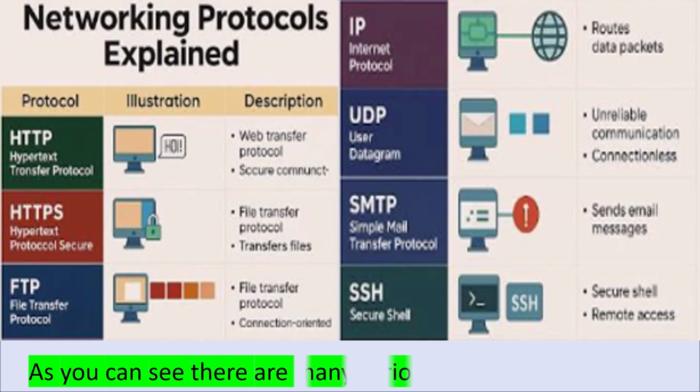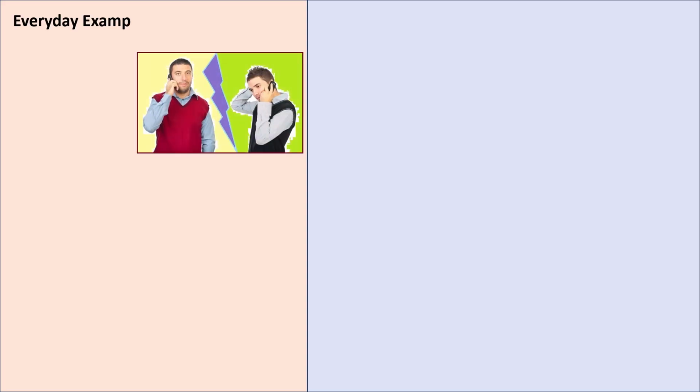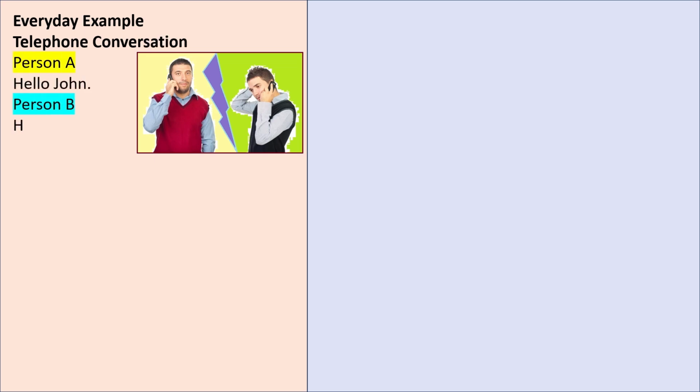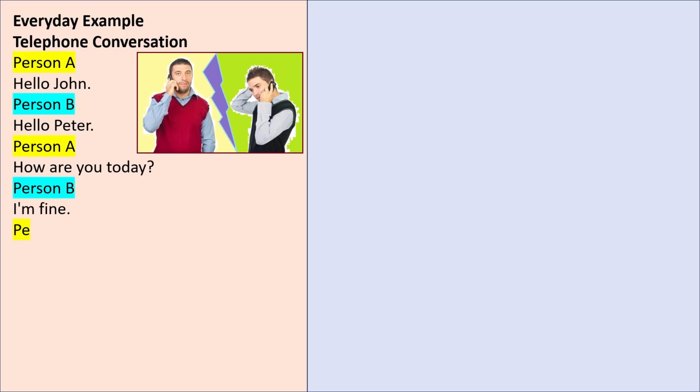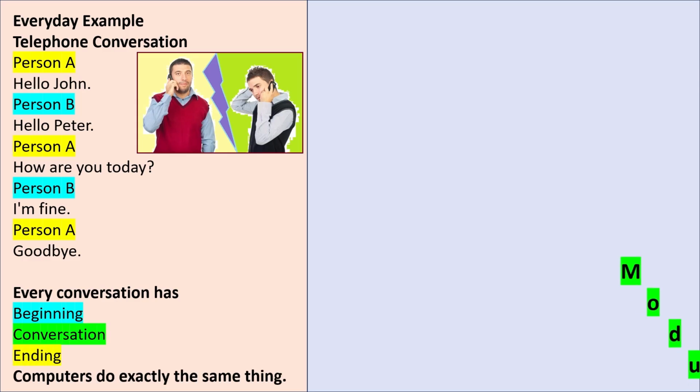As you can see, there are many various networking protocols. Everyday example. Telephone conversation. Person A: Hello John. Person B: Hello Peter. Person A: How are you today? Person B: I'm fine. Person A: Goodbye. Every conversation has a beginning, a conversation, and an ending. Computers do exactly the same thing.